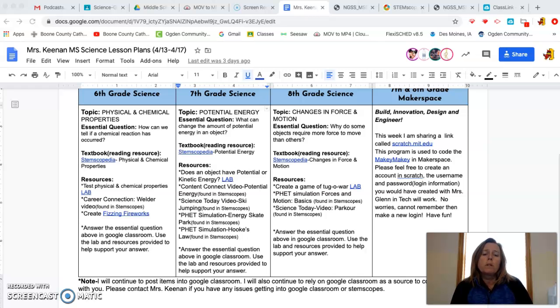Each week I'm going to post an essential question. Our topic this week is potential energy. That is a new topic for us. We're still obviously using STEMscopes, and that's the next scope in our series of physical science curriculum.